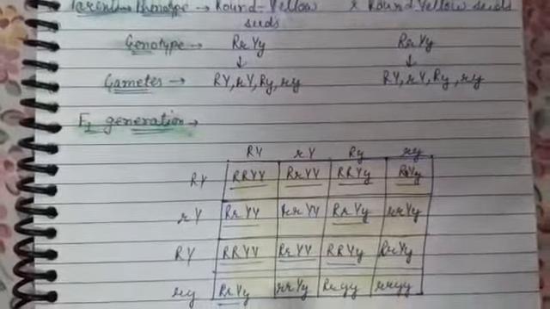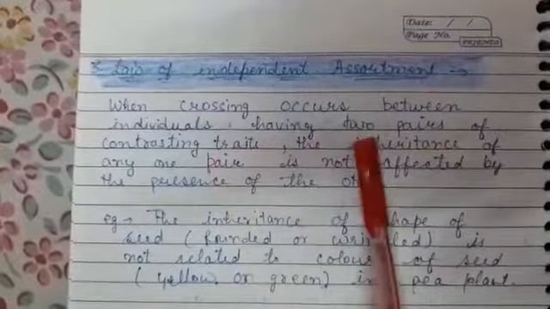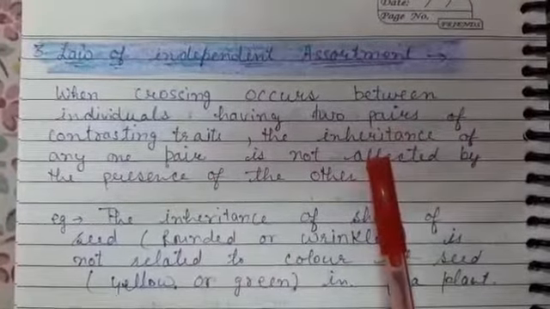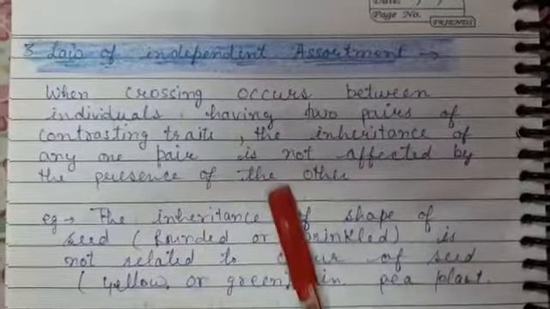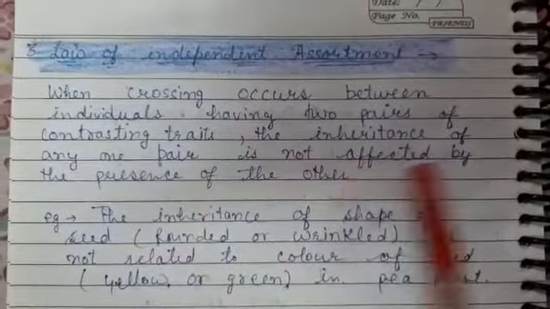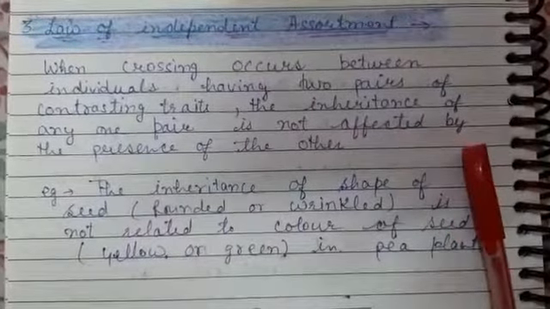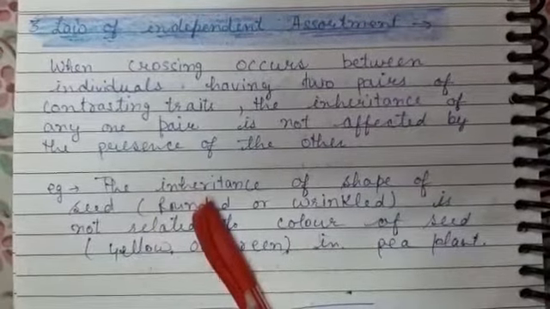Okay, so according to the law of independent assortment, when crossing occurs between individuals having two pairs of contrasting traits, the inheritance of any one pair is not affected by the presence of the other. That was the third law given by Mendel, the law of independent assortment. Okay, this is about the law of independent assortment.